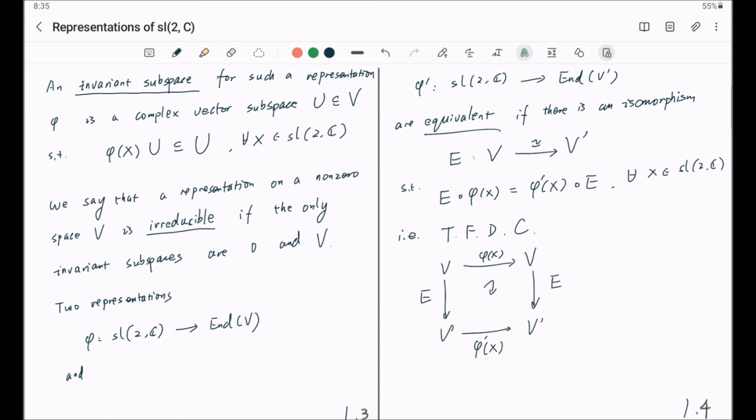Now you may wonder why we are using this capital E for isomorphisms. You might think maybe a more common notation for this is F. The reason that we don't use little f here is that little f will be reserved for other purposes.